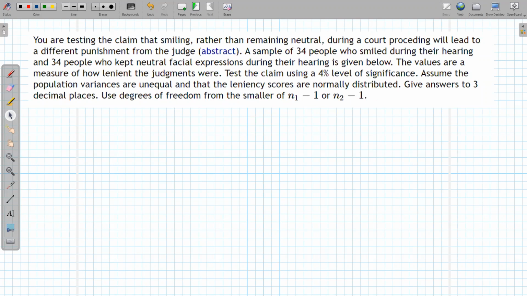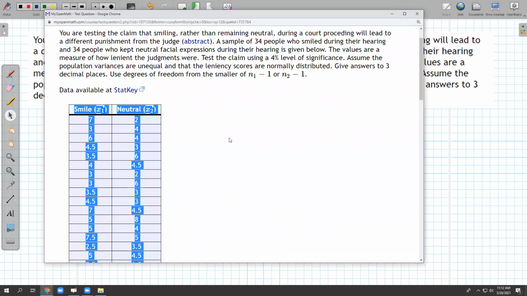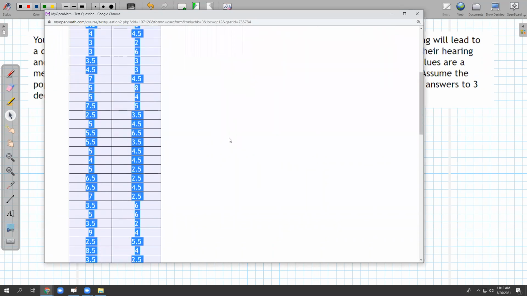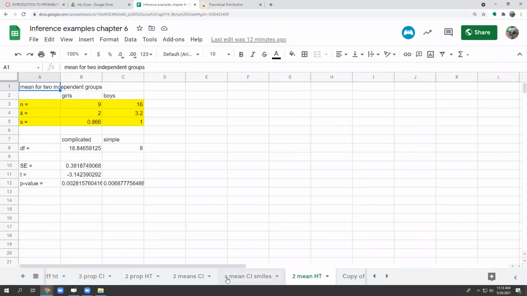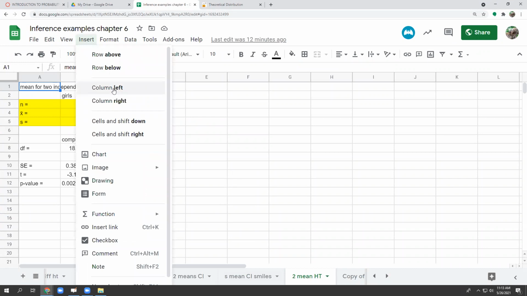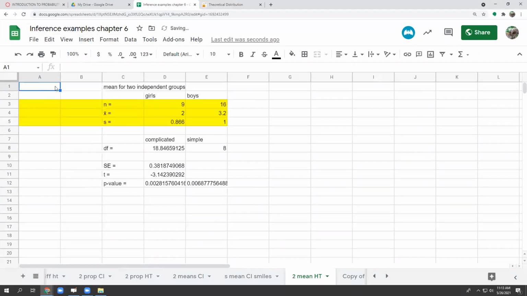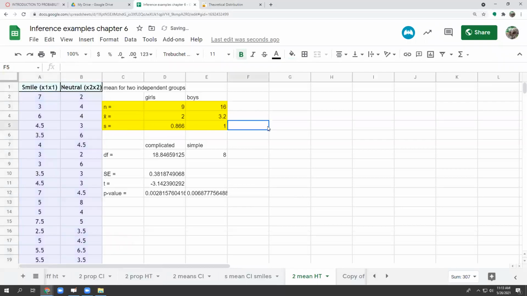All right, the data I'm going to put in a spreadsheet. This was from our textbook and from StatKey. I've highlighted here, so I'm going to copy that, and I'm going to bring it into my spreadsheet here, and then I'll reshare this out with y'all. Let's see, insert some space for it. I'm just going to adopt one I used earlier. So I need a couple columns left for this. There's my data.